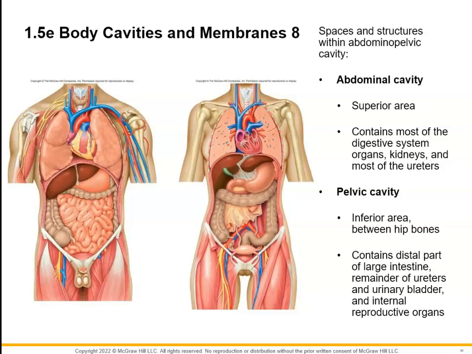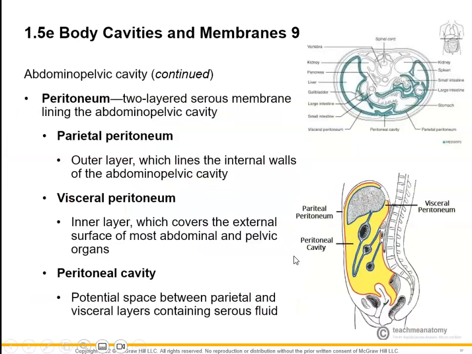Okay, so we're still within the ventral cavity. Remember, everything we covered previously was up here in the superior thoracic cavity. Now let's drop down below the diaphragm and look at the abdominopelvic cavity. So the abdominal cavity, of course, is the superior-most part of the abdominopelvic cavity, and it contains most of your digestive organs, as well as your kidneys, and most of the tubes called ureters that empty the kidneys and fill the urinary bladder. The pelvic area is between the hip bones. So you have the distal part of your colon, which is the large intestine, the inferior portion of the ureters, the urinary bladder, and any of your internal reproductive organs are going to be within the pelvic cavity as well.